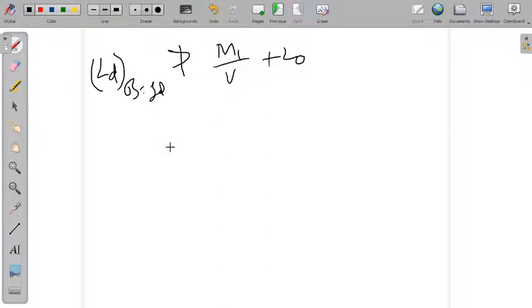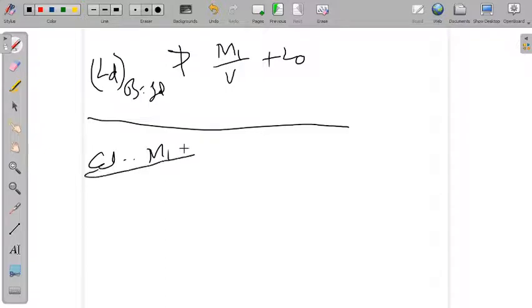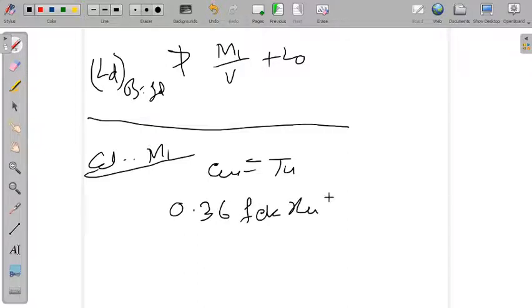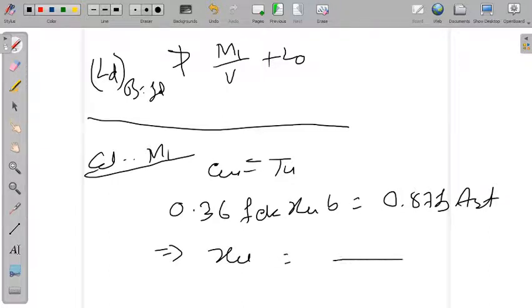To calculate the value of M1, we have to check whether it is an under reinforced or over reinforced section. In this part we will do the calculation of M1. First of all, we have to check whether it is under reinforced or over reinforced. How do we check? We compare Cu equal to Tu. What is Cu? Cu is equal to 0.36 fck xu b. What is Tu? Tu equal to 0.87 fy Ast.